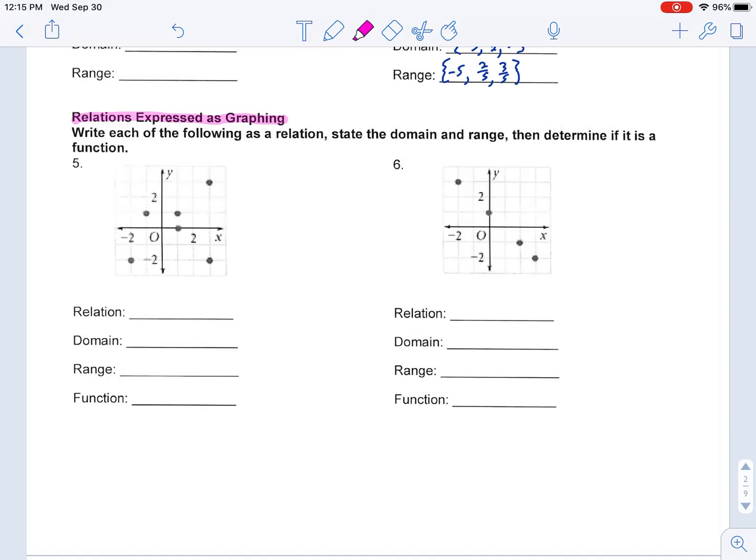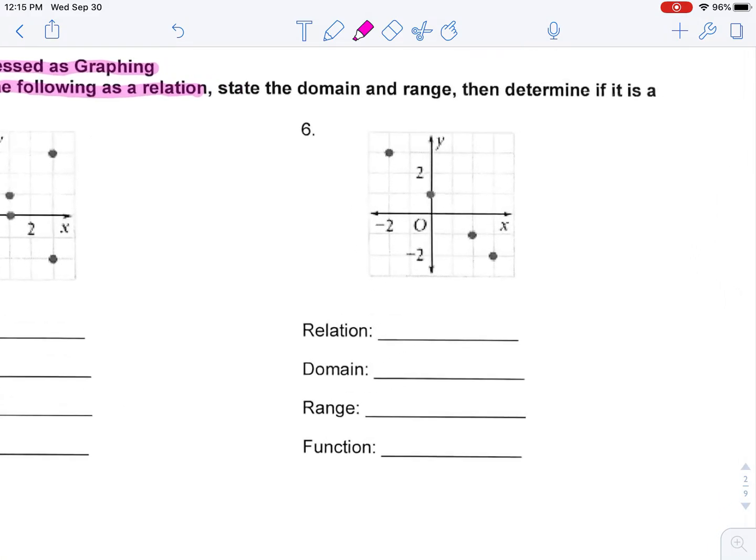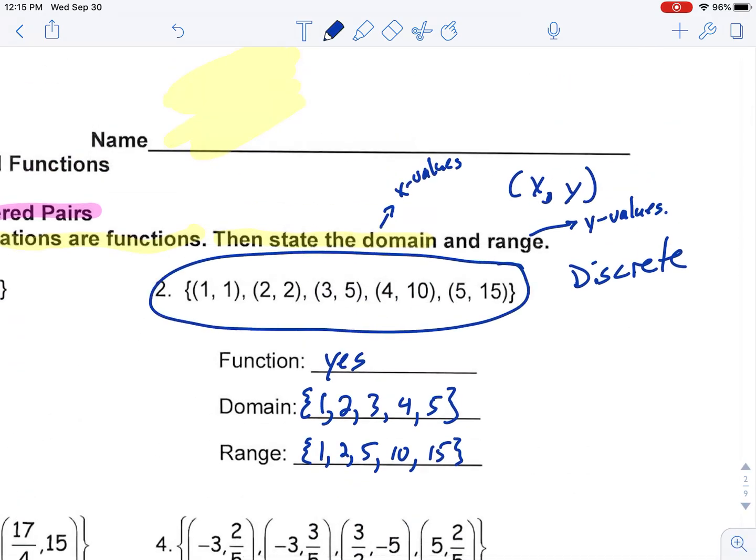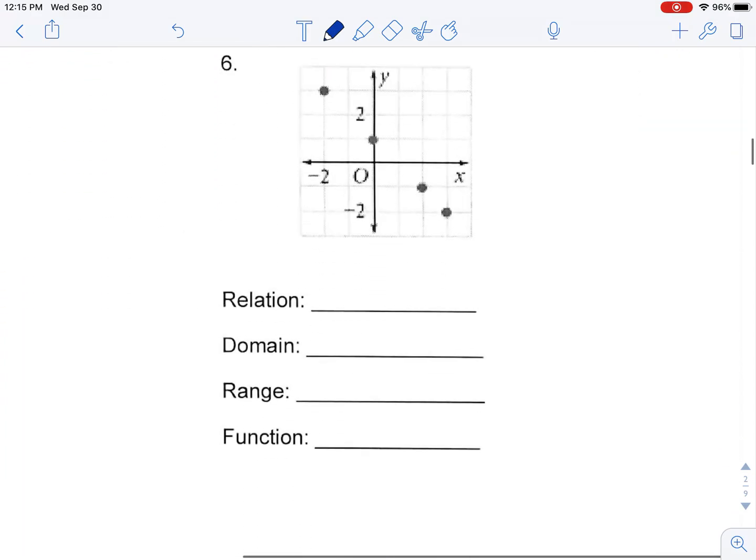So state whether it's a relation. Oh, I'm sorry. Wait, what? Write each of the following. Oh, I didn't read my own directions, for crying out loud. Write each of the following as a relation. So we're going to rewrite this like that. So that's our first step down here.